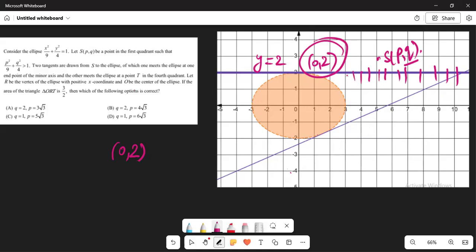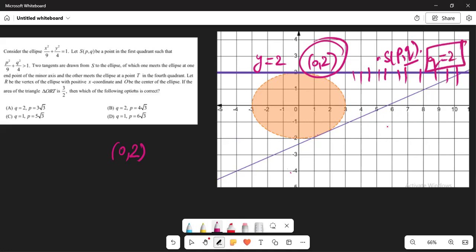Whatever the x coordinate is, the x coordinate varies on the horizontal line, but the y coordinate remains fixed. So since the line is y = 2, the y coordinate of S is also 2. It cannot be anything else. When we are talking about a horizontal line, any point on it has the same y coordinate. So y is fixed, and Q is nothing but 2. So Q = 2.